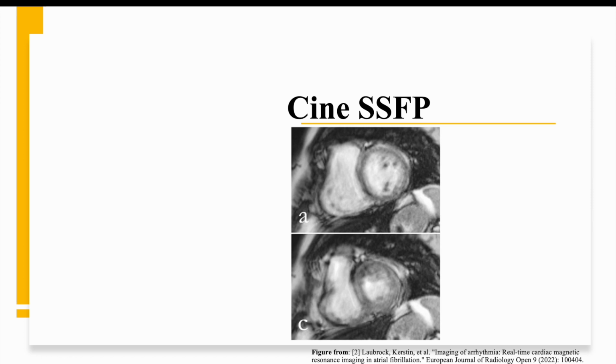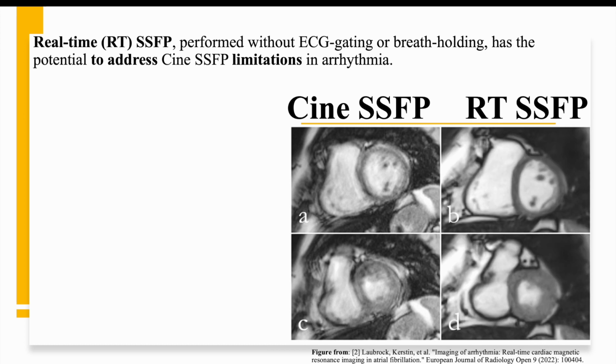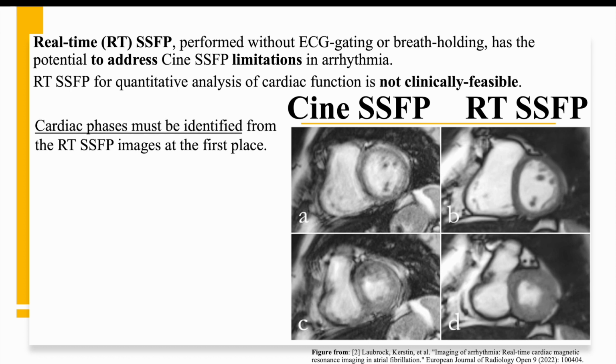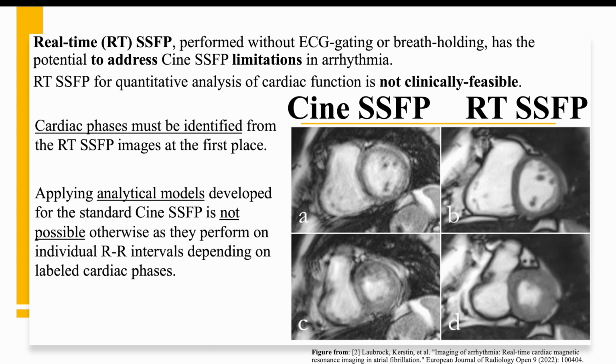Here A is shown in end diastole and C is shown in end systole, while the patient is having atrial fibrillation. This problem can be mitigated with real-time MRI, which does not use ECG gating or breath holding. However, real-time MRI is clinically not feasible for quantitative analysis of cardiac function. This is because cardiac phases must be identified from real-time SSFP, as most analytical models currently use cardiac phases based on RR intervals. Labeling cardiac phases manually by a radiologist is both time and labor intensive.